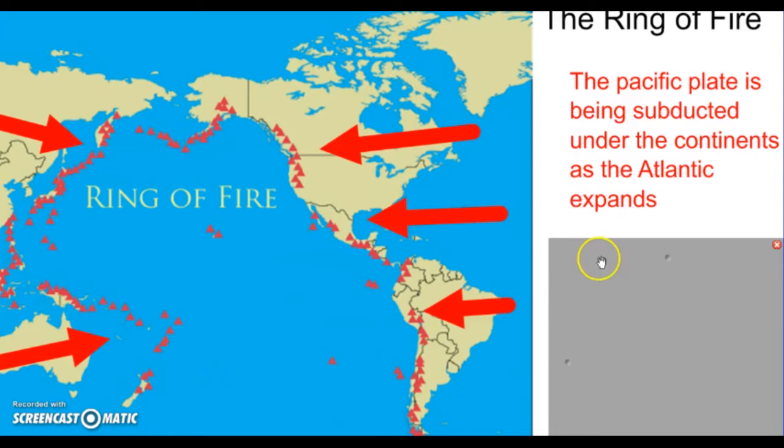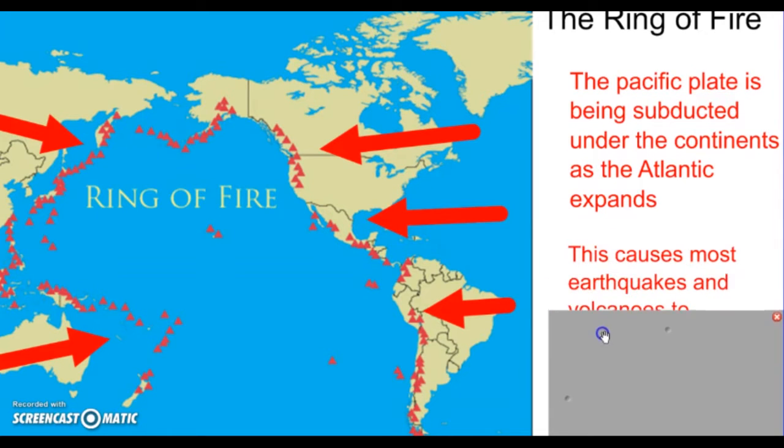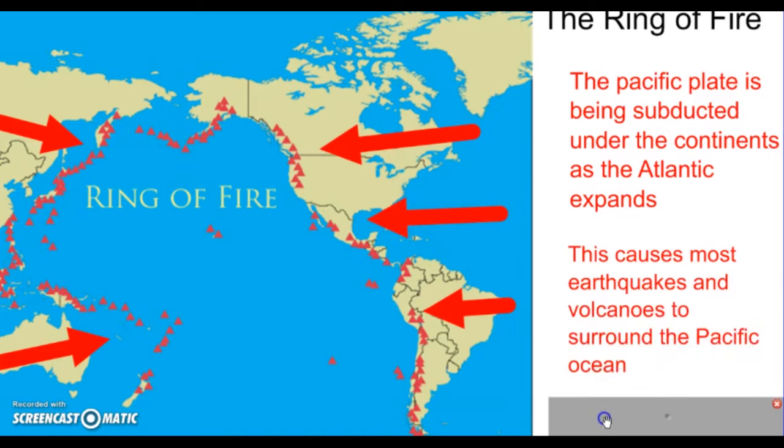So to finish the notes off, this causes most earthquakes and volcanoes to surround the Pacific Ocean. That's the Ring of Fire right here. It's being subducted because it's getting smaller. As the Atlantic on this side pushes bigger, this one has to get smaller. If you have a question about how this works, please ask me in class.